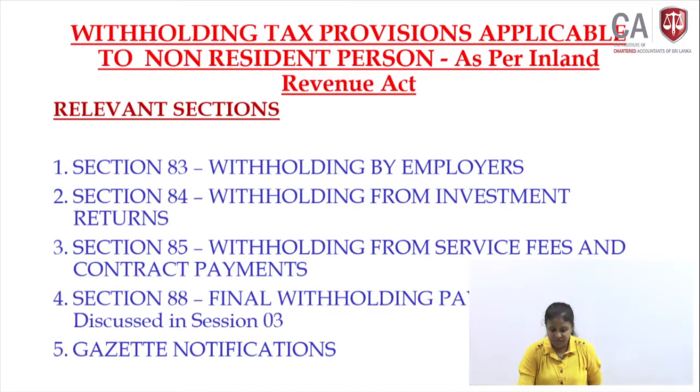Then the relevant sections: section 83, withholding by employers; section 84, withholding from investment returns; section 85, withholding from service fees and contract payments; and section 88. We have discussed the final withholding payments in session 3, and the gazette notifications. Now I am not going to discuss these provisions in their entirety, because they are relevant to all the syllabus of your corporate taxation.